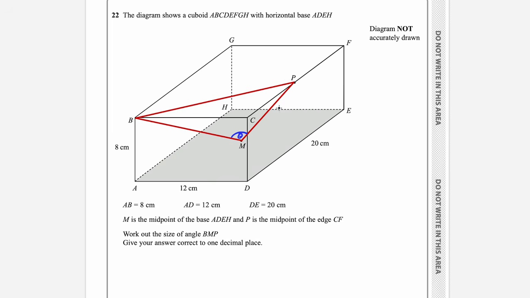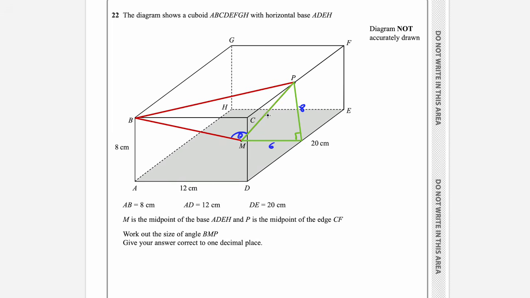So let's do PM. Let's draw a few triangles. If I do PM and then whatever this point would be here, this is a right angle triangle. It doesn't look like a perfect right angle triangle, but it is. This height is 8 because it's the same height as this, it's a cuboid. And this length here is 6 because it's half of this 12.